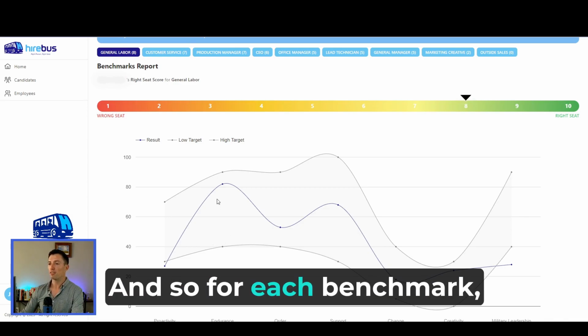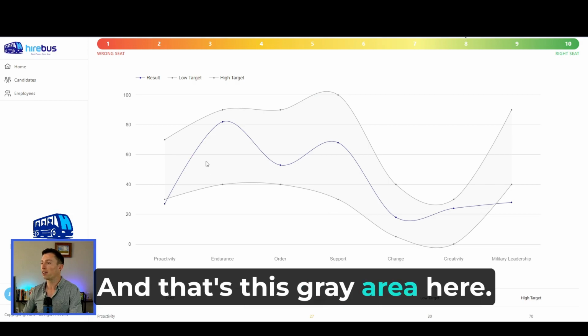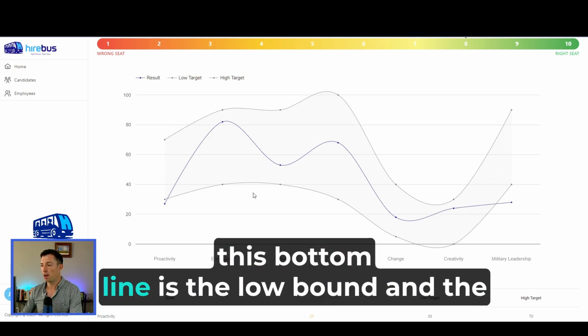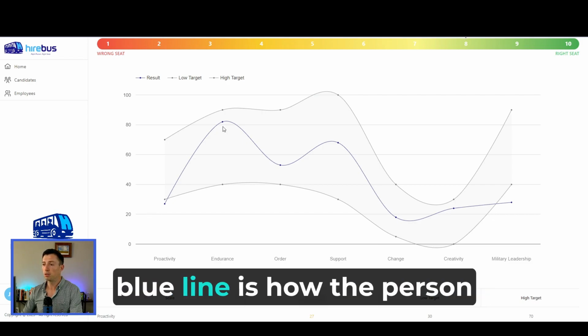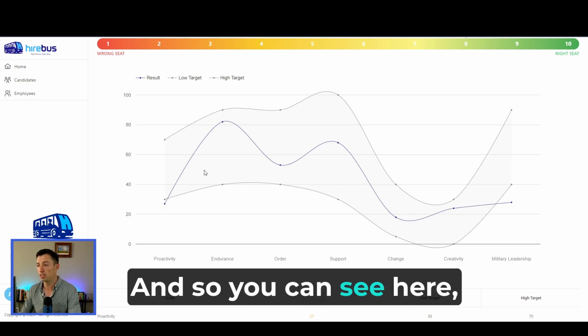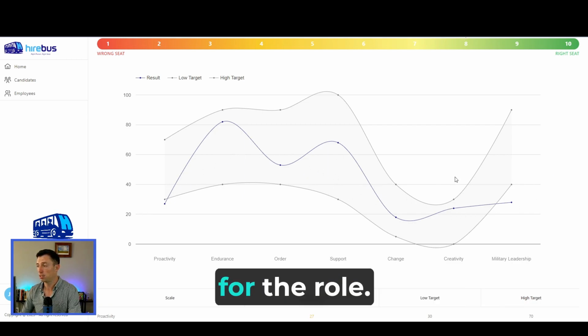At this business owner's business, it's called a technician, but this is a general labor role. For each benchmark, you'll see what we call the river, and that's this gray area here. This top line is the high bound, this bottom line is the low bound, and the blue line is how the person scored on the different behavioral scales.